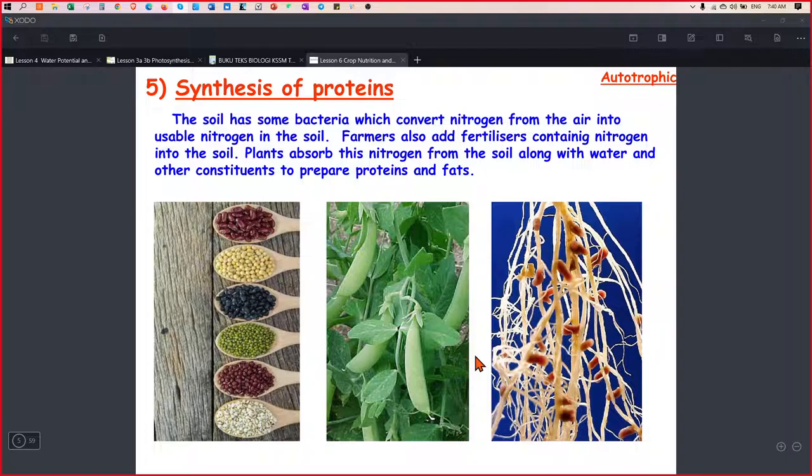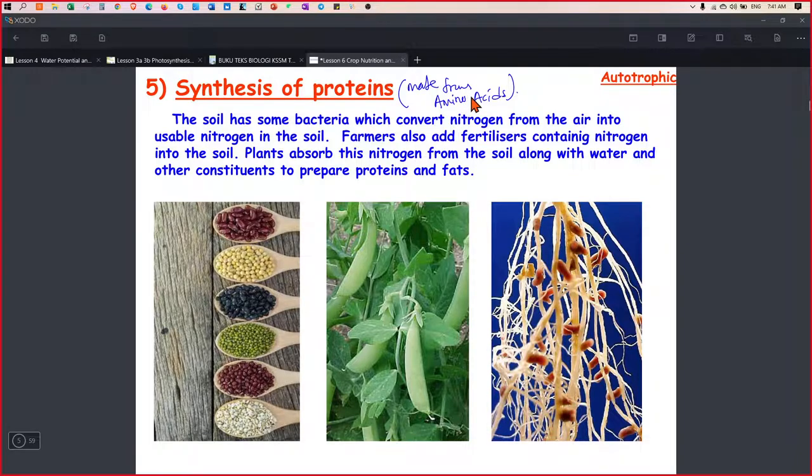organism also means that the plant is able to synthesize proteins, meaning that they can make their own proteins. Can we make our own protein? Yes, but not all, because of the building blocks of proteins, namely the amino acids. Proteins are made from amino acids.